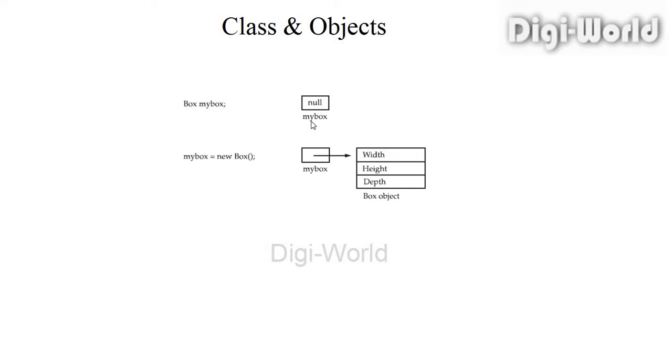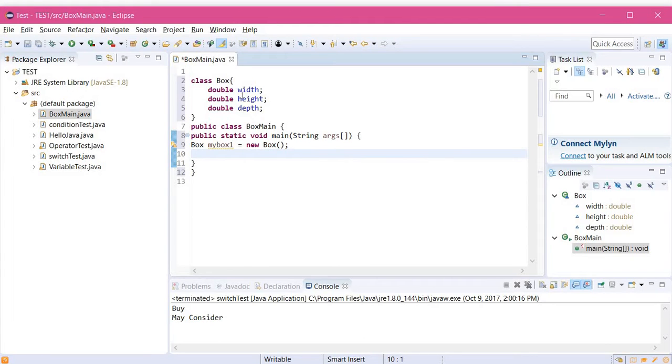my box object was created. But there was no memory allocated to it, so it was a null object. But when we wrote my box is equal to new box, what happened? It created it in memory with the width, height and depth, because all these are instance variables of the object which we have already defined in the class, right? You can see it. These are the instance variables of the object.